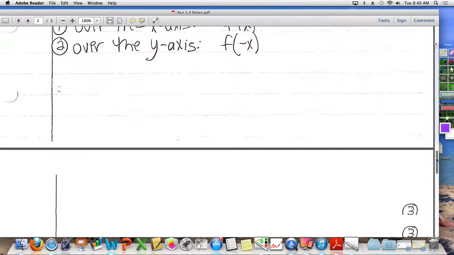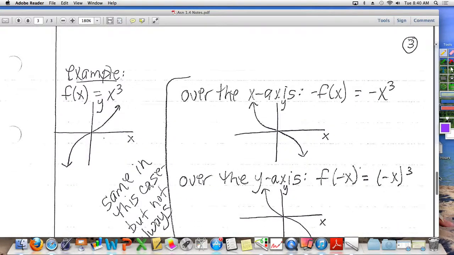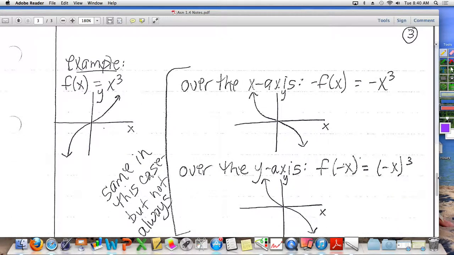All right, so an example: f of x is equal to x cubed, reflected over the x-axis. Remember, if you're going to reflect over the x-axis, you just take the opposite of the function, negative f of x.